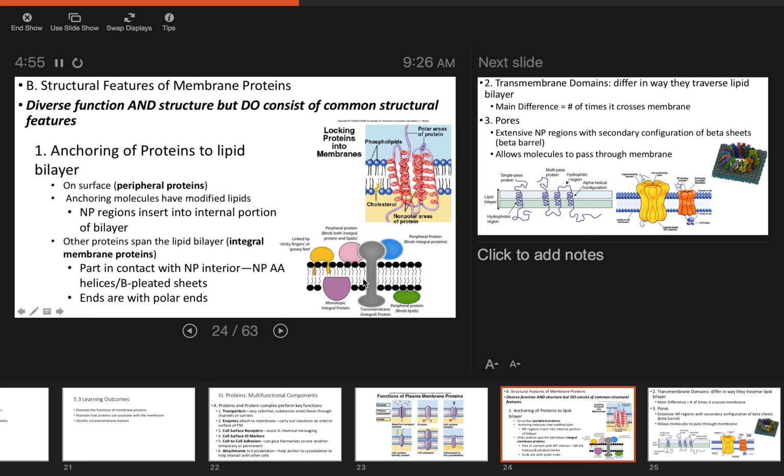But if the interior is nonpolar, so it can interact with these fatty acids, well, the outer portions of these integral proteins have to be polar because the phospholipid heads are phosphate groups, and they are polar. So we have polar interacting with polar and nonpolar interacting with nonpolar here.